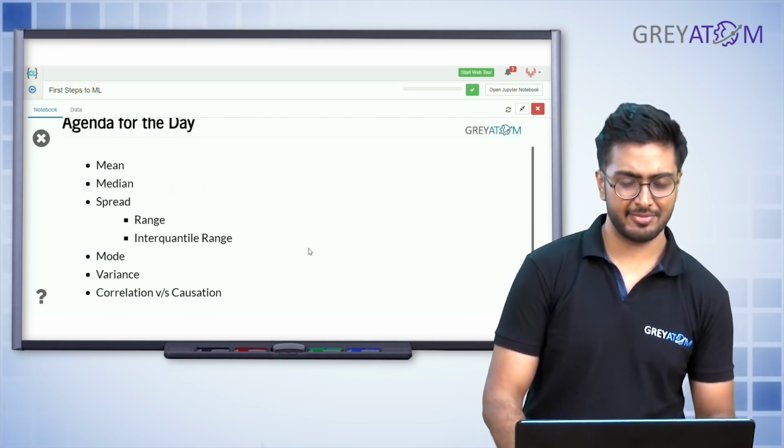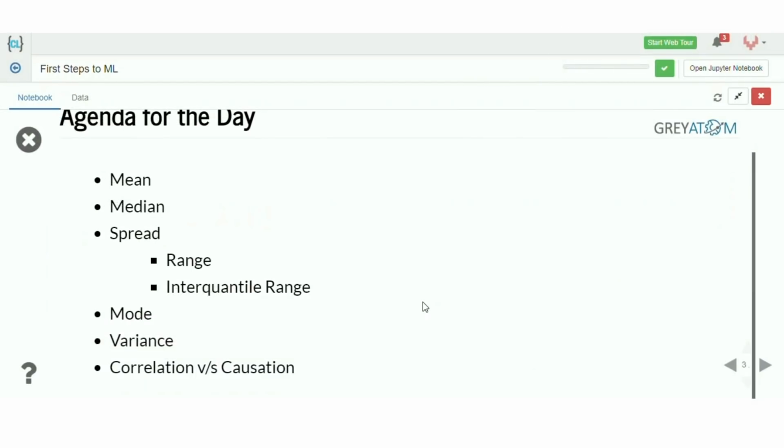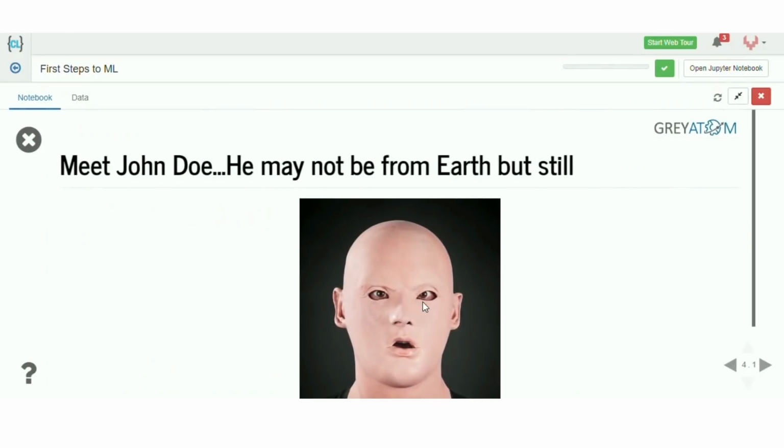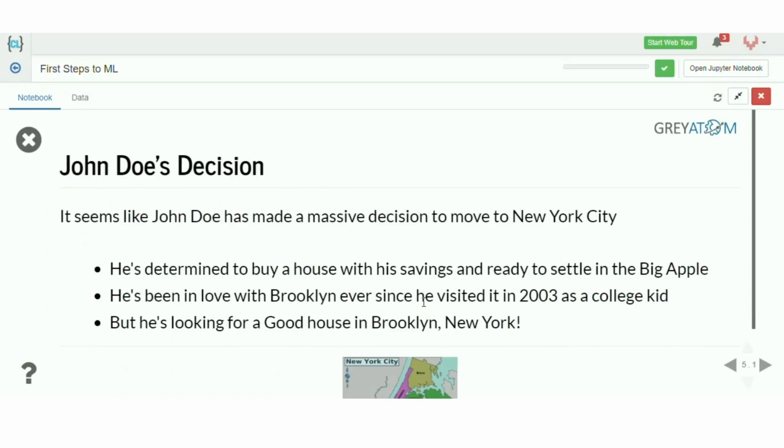So the agenda for the day is we are going to talk about the statistical measures: mean, median, spread, range, interquartile range, mode, variance, correlation, and causation. So that's the idea. So meet John Doe. He may not be from Earth, but still, let's not get into John Doe's description.